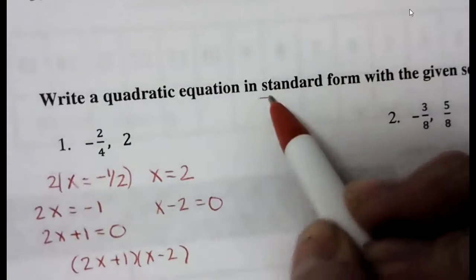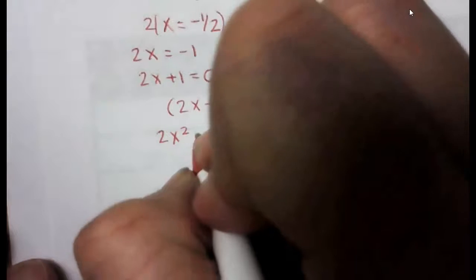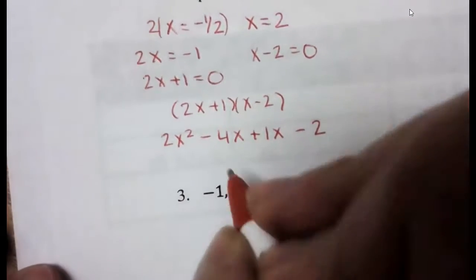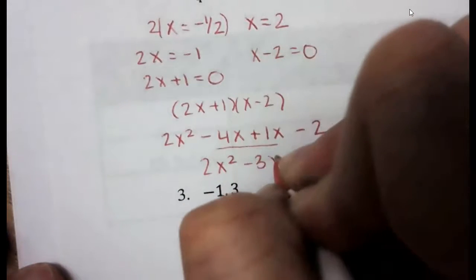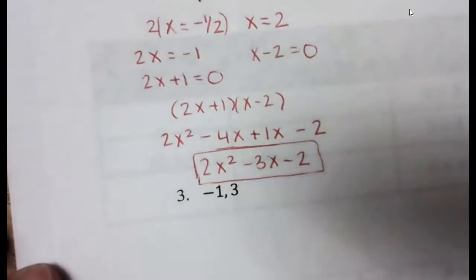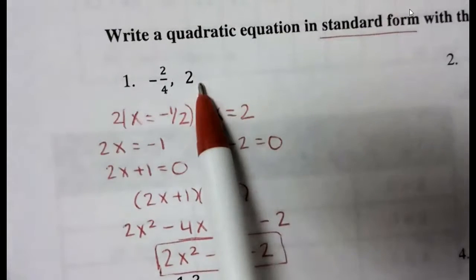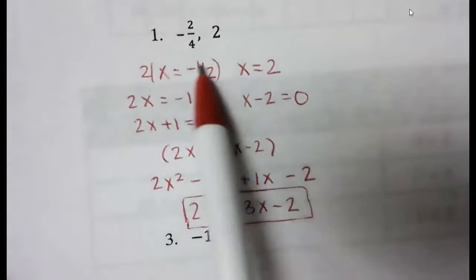And because it asks me for standard form, I'm going to FOIL. And combine like terms. And the standard form of a quadratic with these given roots is 2x squared minus 3x minus 2. So this quadratic equation has these given roots. Let's try again.